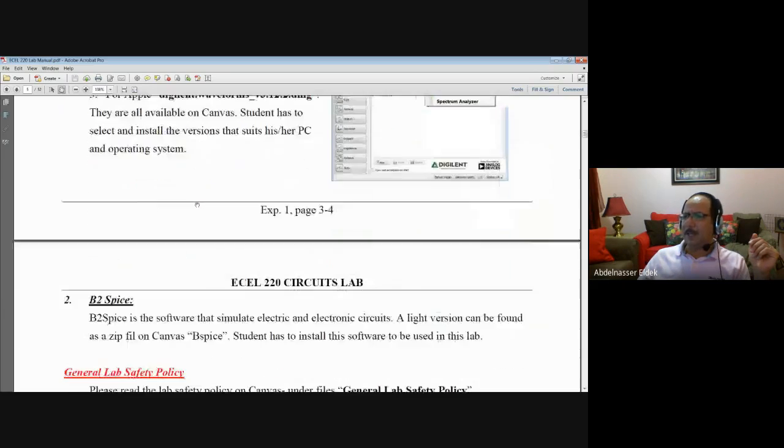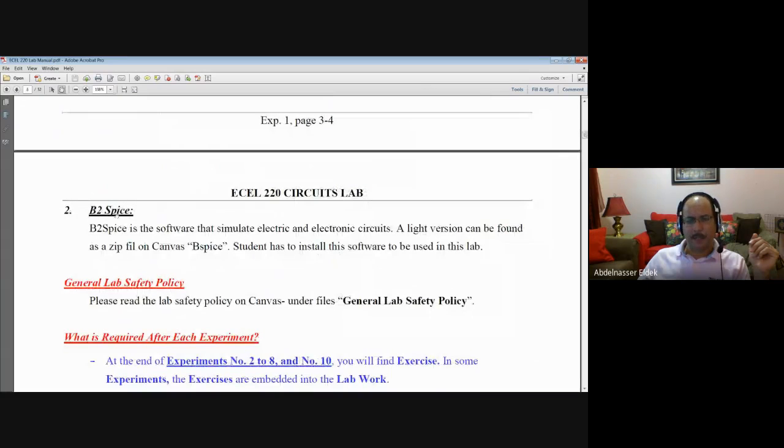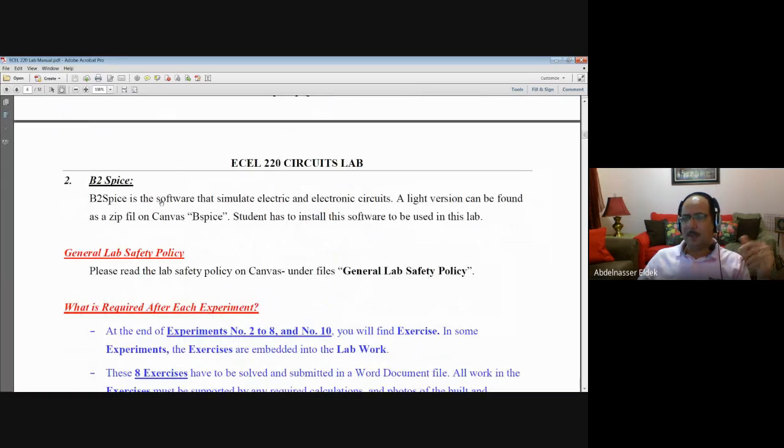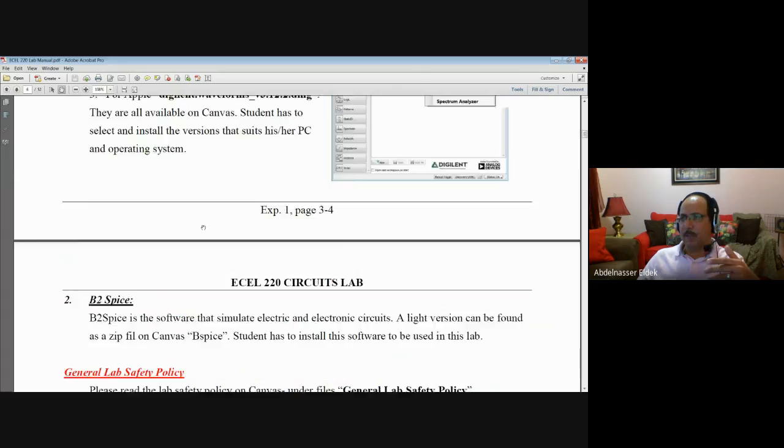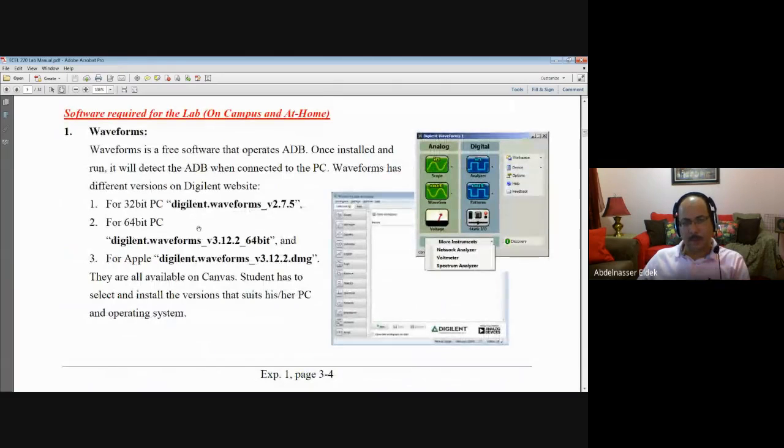The second software is called B2 Spice, which is also software used for simulation. So it's very important that you install it. In your computer, you have to install B2 Spice and WaveForms. B2 Spice, you will find it also on Canvas. It's called B2 Spice or B Spice. Maybe it is a zip file. And you will find also the software for WaveForms. You need to install them.